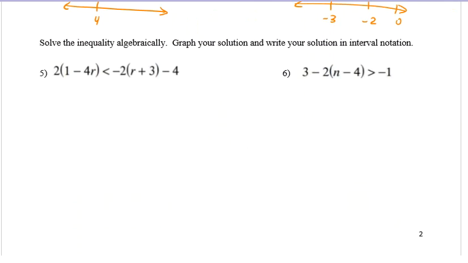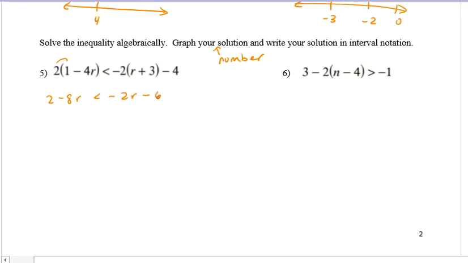So, solve the inequality algebraically, graph your solution, and write your solution in interval notation. So the graph is graphing on a number line. And our interval notation is what we just took a look at. So the first thing I'm going to do is distribute. So I have 2 minus r less than negative 2r minus 6 minus 4. Combine some like terms.